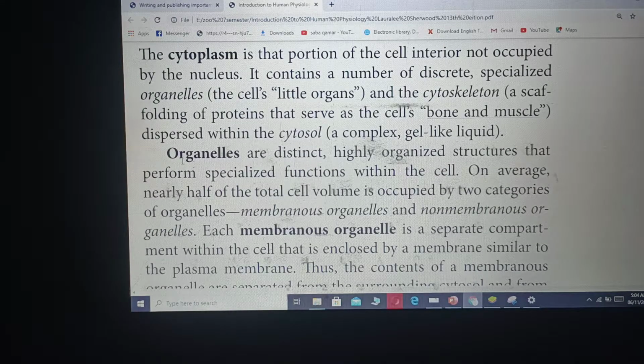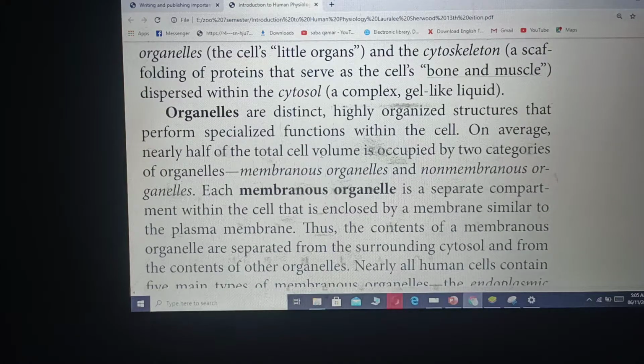So I am going to discuss what are organelles. We know that different biomolecules assemble together to form specialized, highly organized structures known as organelles. Each organelle is specialized for a specific function within the cell. On average, nearly half of the total cell volume is occupied by two categories of organelles. One is membranous organelles and the second one is non-membranous organelles.